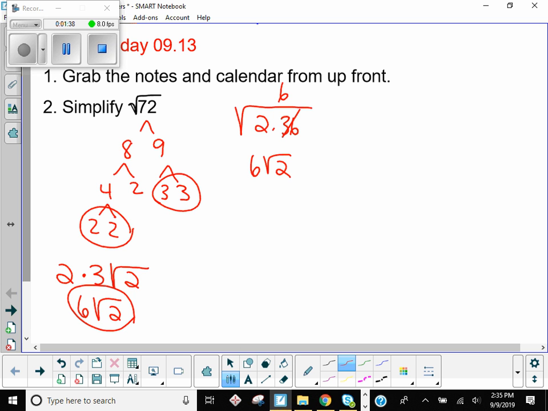All right? So you can do this way, where you just factor down to perfect squares. You can do this way, where you factor all the way down and then look for pairs. Whatever works best for you. But generally, what I'm going to do is this way. It's good for you to see it, whether it's your preferred way or not.